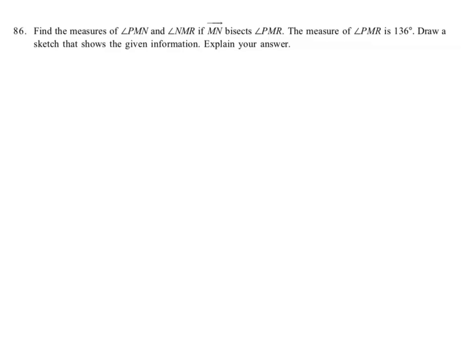All right, find the measures of angle PMN and angle NMR if ray MN bisects angle PMR. Draw a sketch, it says. That's a great idea, because if you don't draw a sketch, why aren't you just visualizing it? So angle PMR, which they're telling you measures 136 up here, I want to make it an obtuse angle just to get it somewhat reasonably what we're talking about.